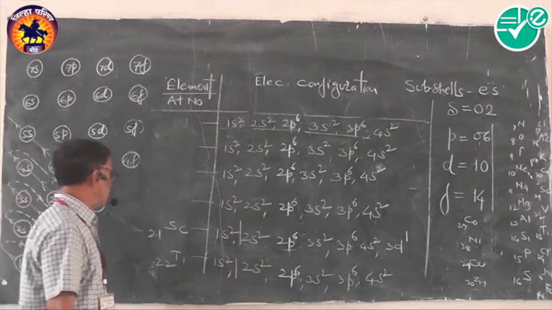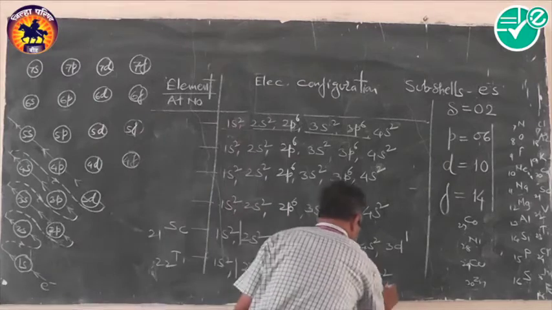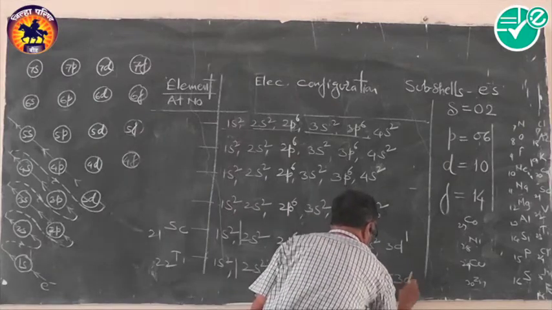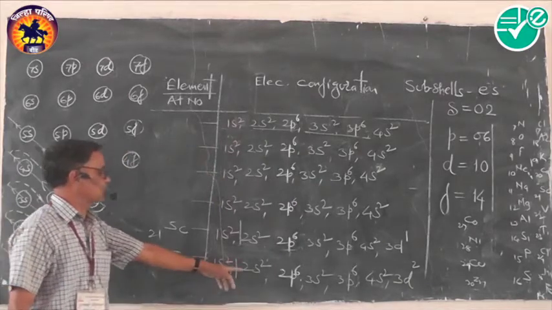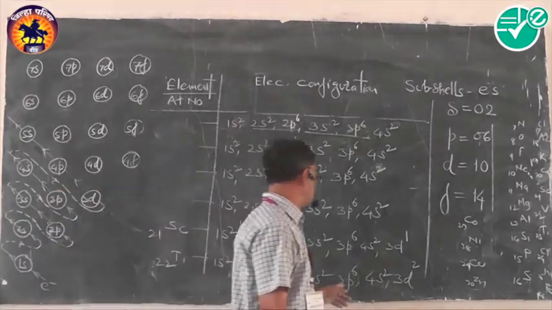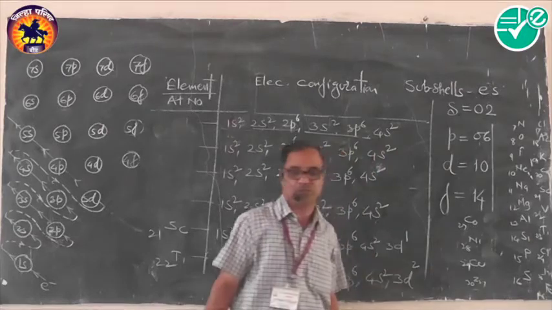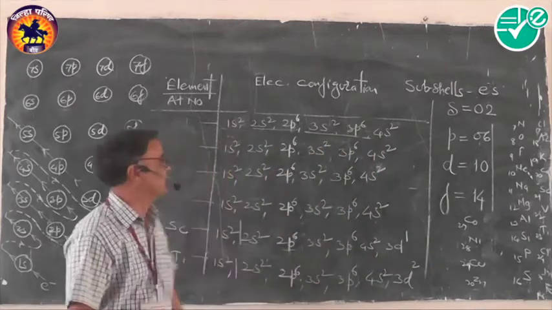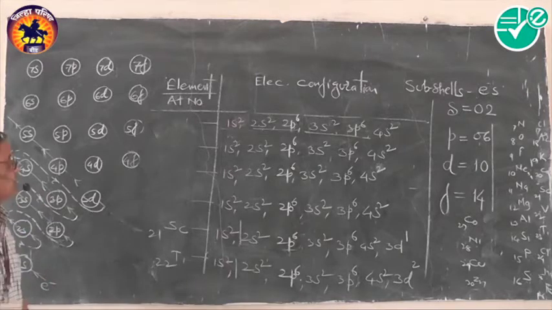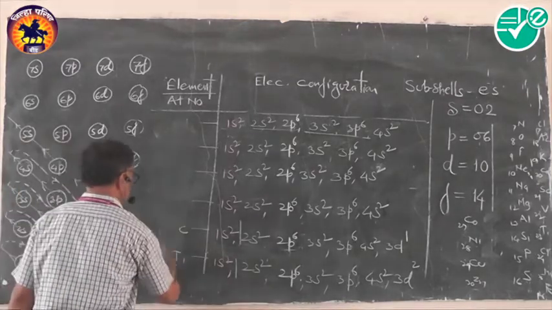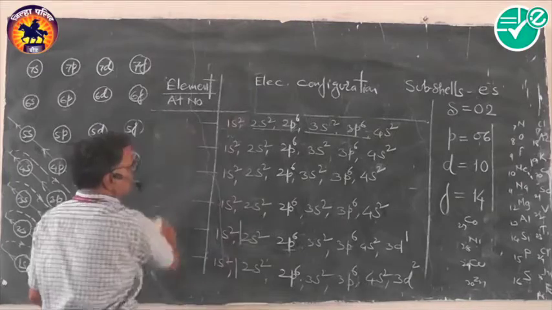Next one, atomic number 22, titanium. Similarly, add one more electron, and it becomes 3d2. So 1s2, 2s2, 2p6, 3s2, 3p6, 4s2 and 3d2 will be the electronic configuration of titanium. Now 8 electrons are added in the incoming elements, so the elements are written as follows.